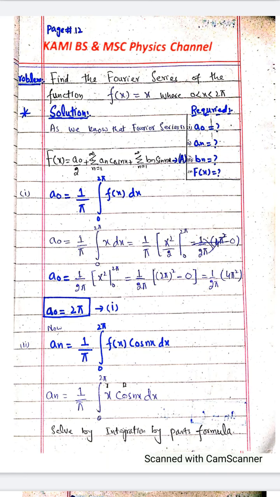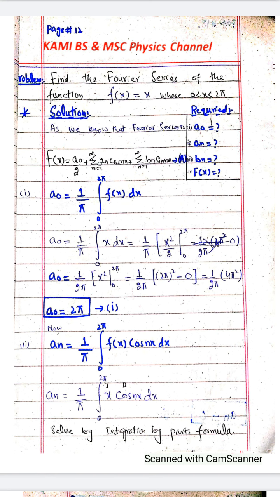Today I will solve some questions on Fourier series. So let's start the problem first. Find the Fourier series of the function f of x is equal to x, where x is greater than 0 and less than 2 pi. We have a function f of x is equal to x, and we will find the Fourier series of this function in this limit. So we will need to find a naught, a n, b n, and f of x, then the last Fourier series.